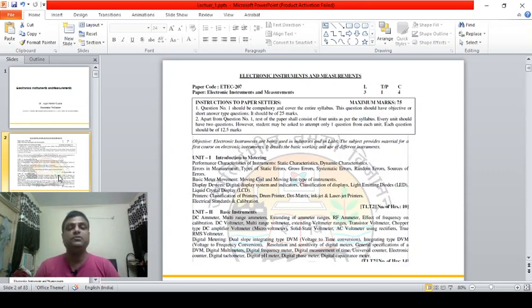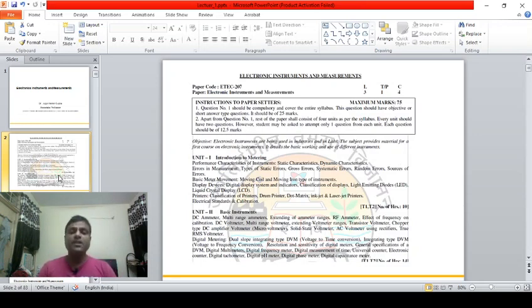Then we have also studied the different types of display devices, for example LED, LCD, and digital display indicators. Then we have also studied the classification of printers, for example drum printer, dot matrix printer, inkjet printer, and laser printers. And at the last, we have studied the different electrical standards and their calibration.